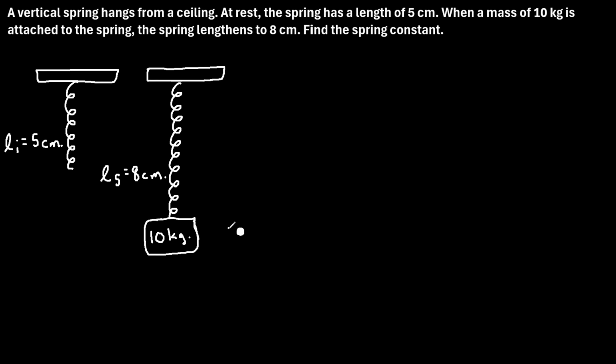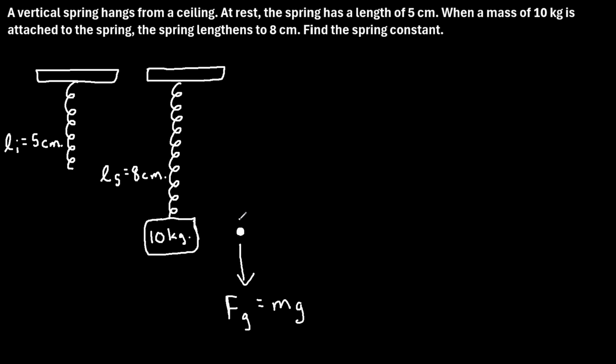Now, what we need to recognize is that there are two forces that will be acting on this mass. The first is the force of gravity acting in the downward direction, so pulling it down. So we'll say the force of gravity, and that's simply equal to the mass of the object times the magnitude of gravity, so m times g.